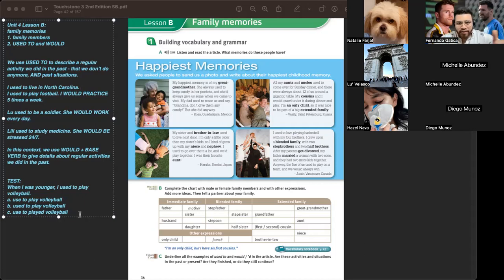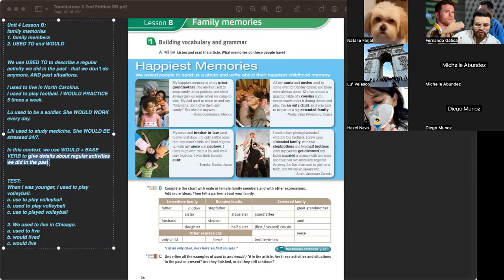And on the test, you're going to have an example like this. We blank in Chicago. A, used to live. B, would live. Or C, would live. What is correct? A. Yes. We used to live in Chicago. We do not use would for situations. We use would to give details about regular activities. Okay, that's it.